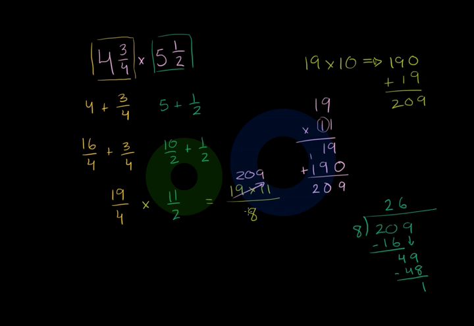So 209 over 8, or 209 divided by 8, is the same thing as 26. So this is equal to 26, and you have a remainder of 1. So 26 and 1 over 8. And we are done.